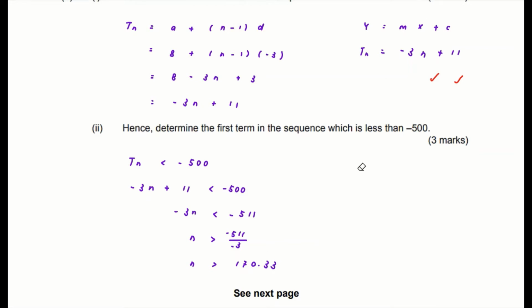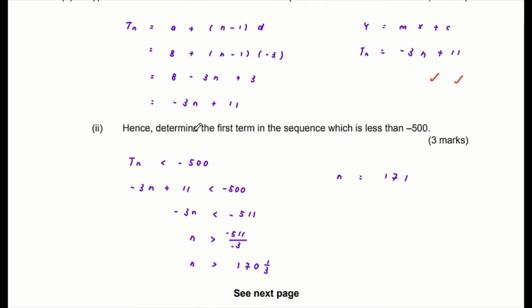Because this is a calculator-free paper, you can also leave your answer in fraction. If you find it difficult to get the decimal point, then what you can try to do is 3 into 511, which gives 170 remainder 1, so 1/3. So n should be greater than 170 1/3. So from there, what is the first term that gives you a term that is less than -500? So n will be greater than 170 1/3, which means the first term will be n equals 171.